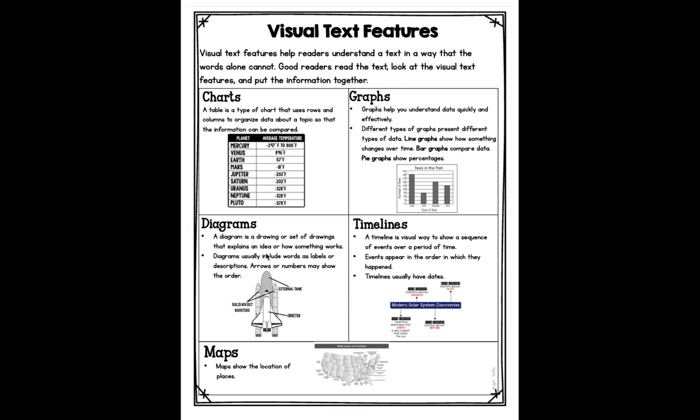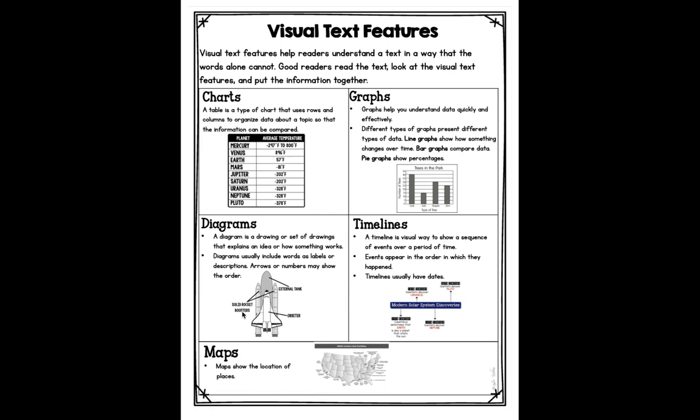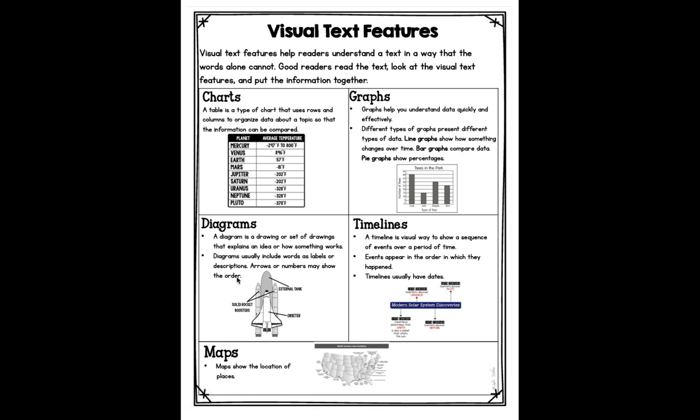A diagram is a drawing or a set of drawings that explains an idea or how something works. Diagrams usually include words as labels or descriptions. Arrows or numbers may show the order. So you can see that this diagram is showing a space rocket. So it tells you where the orbiter is, solid rocket boosters, and the external tanks. And there may be a question of what part helps the rocket launch.